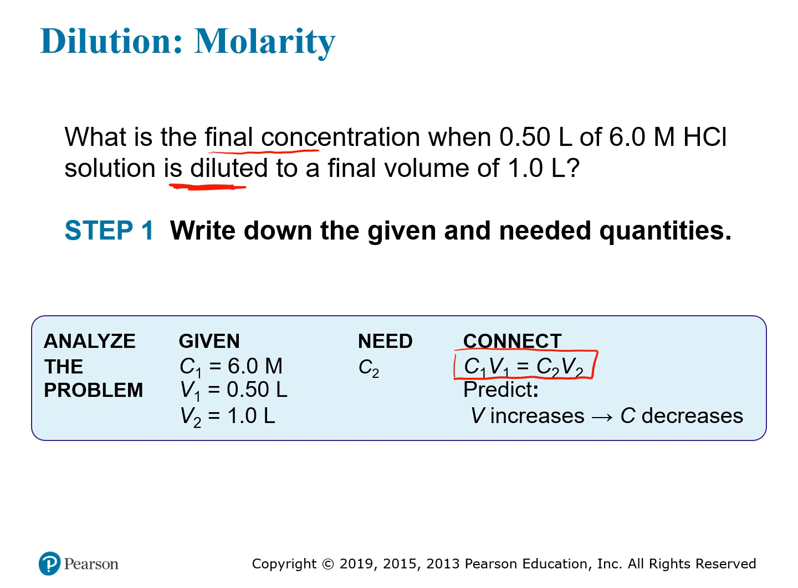But this problem is a dilution problem, so we're fine. It gives us the initial concentration. 6 molar HCl is the initial concentration, that's C1. The initial volume is 0.50 liters, that's V1. And it tells us that it dilutes this solution to a final volume of 1 liter. So it doubles the volume from a half liter to 1 liter and wants to find the new concentration.